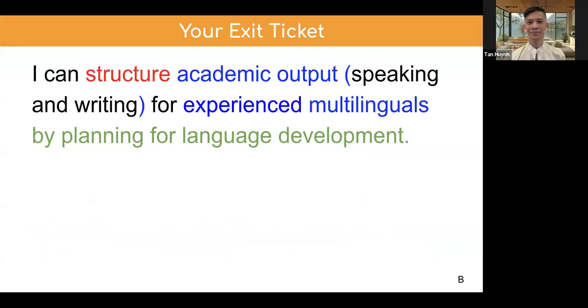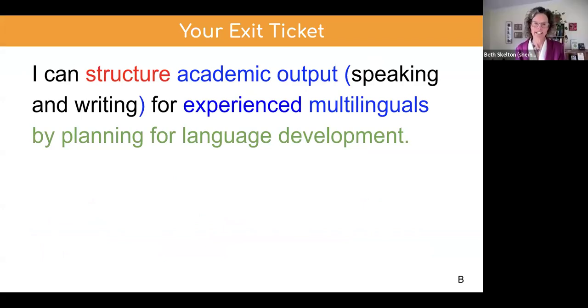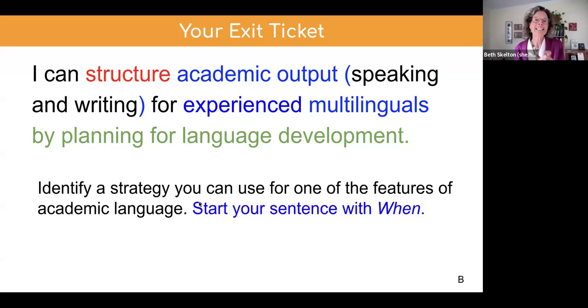Right. So when you write your exit ticket, and our exit ticket was this: I can structure academic output, speaking and writing for experienced multilinguals. We suggest adding a language element to your exit ticket. The original goal for this webinar was to structure academic output for experienced multilinguals. That's where it stopped. But if we add this part in green by planning for our language development, we're adding the language element.